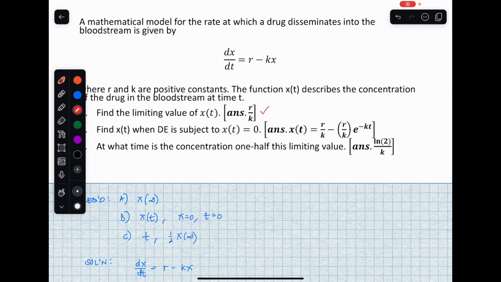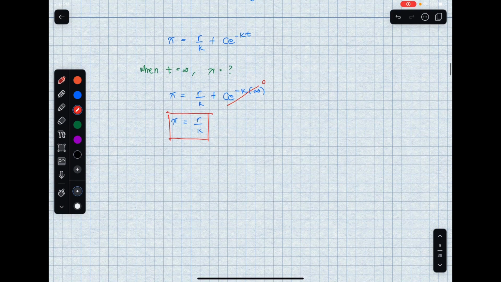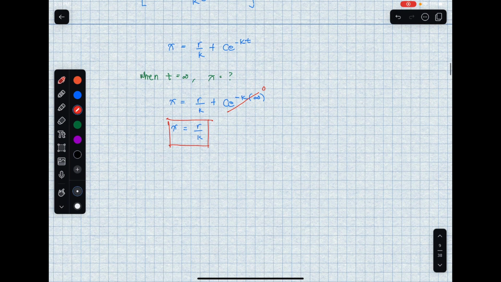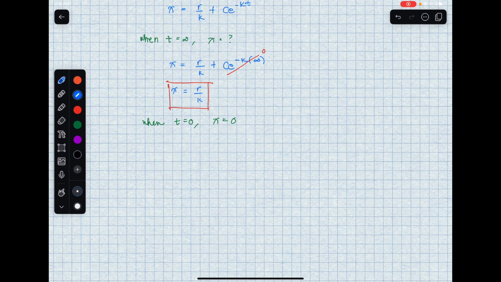So the next one is, what would be the function of x? When time is initially 0, there's no concentration of drugs in the bloodstream. So we already solved, when t is 0, x is 0. So we have this formula as x is equals to r over k. By the way, we use this formula.